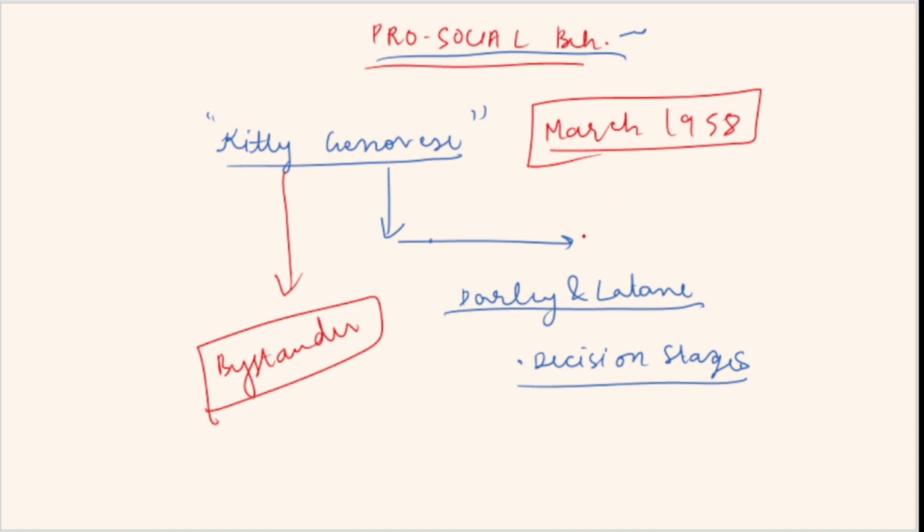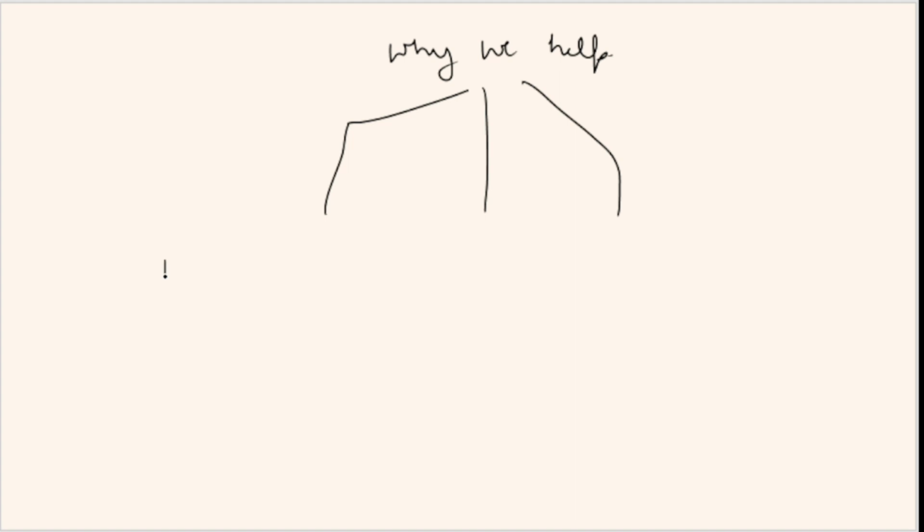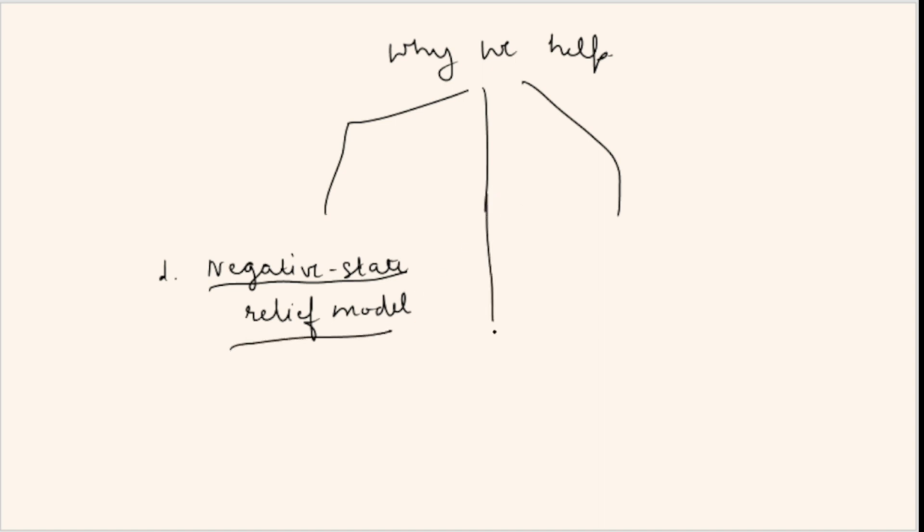Okay. So we have learned about Darley and Latane's different decision stages of helping and how that affects us. Now there can be other reasons why we would want to help the other person. The first reason can be the negative state relief model. What is it? For example, if I'm looking at someone who is in an accident, it is creating a negative feeling in me. I am feeling sympathetic towards that person and I want to relieve that negative state which is experienced by me. We can also help because of the empathy joy hypothesis.